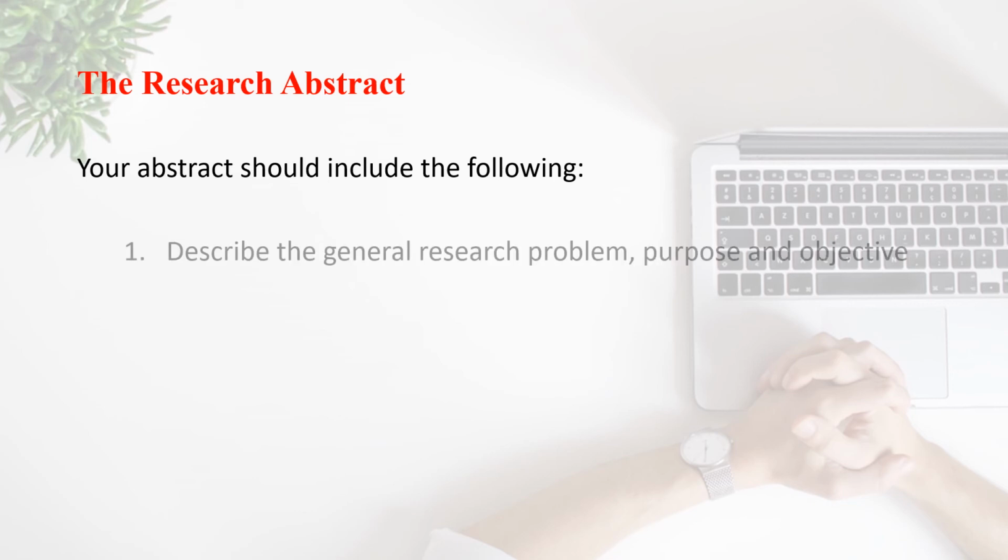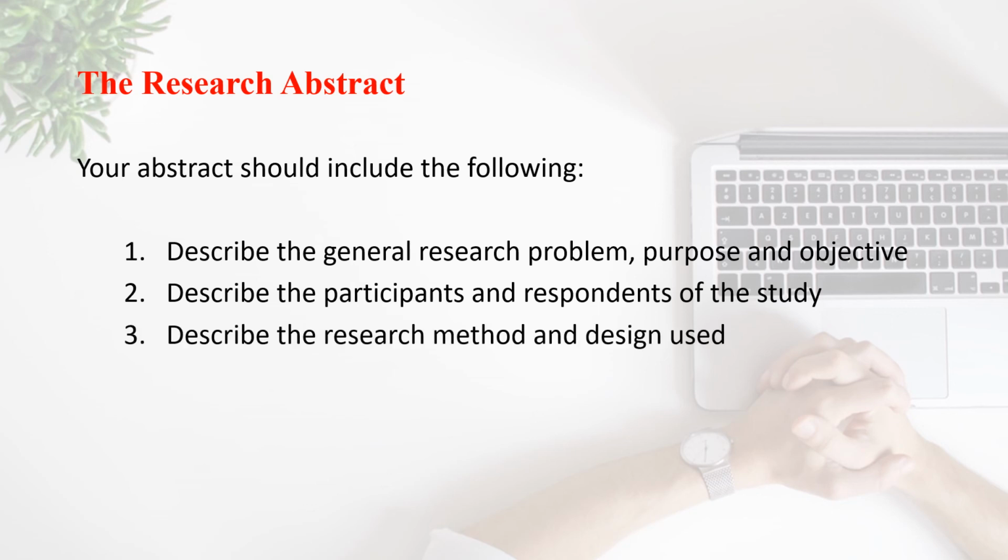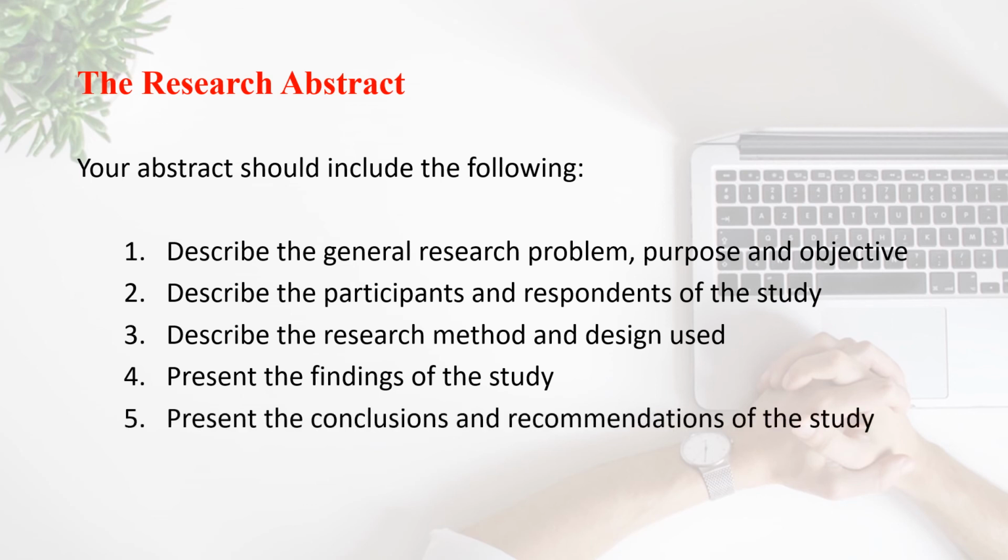To summarize everything that we have discussed and to give you an outline of what your abstract should contain, your abstract should include the following. Number one, the description of the general research problem, the purpose and objective of your research. The next one is the description of the participants and respondents of the study. The next one is the description of the research method used and the research design. The fourth one is the presentation of the findings of the study. And last but not least, the presentation of the conclusion and recommendations of the study.